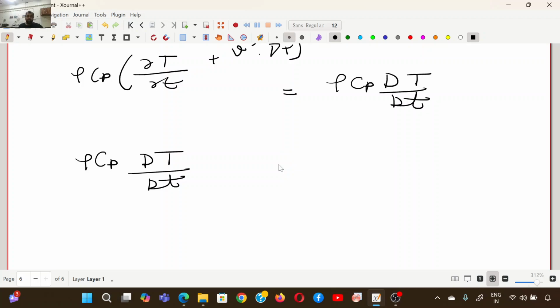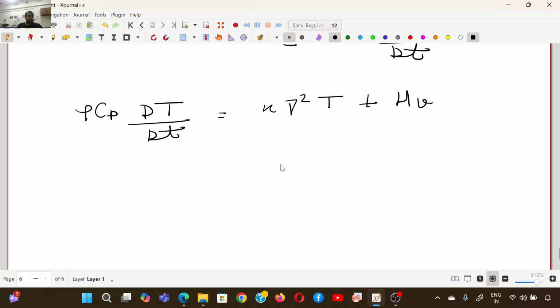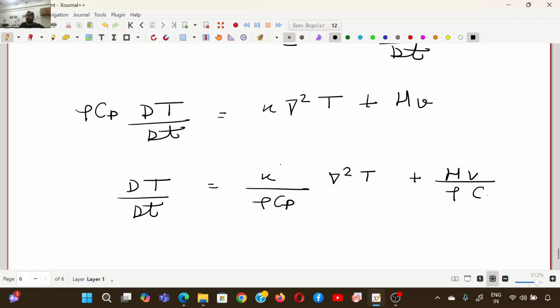Okay, so it's just the substantial derivative, rho Cp capital DT by Dt. Right hand side is k del square T plus H_V. So using this formula and appropriate boundary conditions, we'll solve a couple of problems maybe in the next class. So for now, just note it down. Now let us divide both left hand side and right hand side by rho Cp. So it's capital DT by Dt is equal to k by rho Cp into del square T plus H_V by rho Cp.